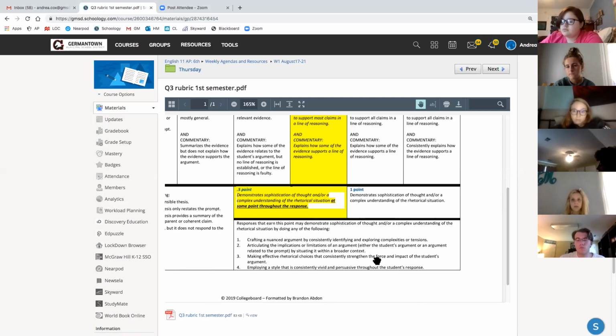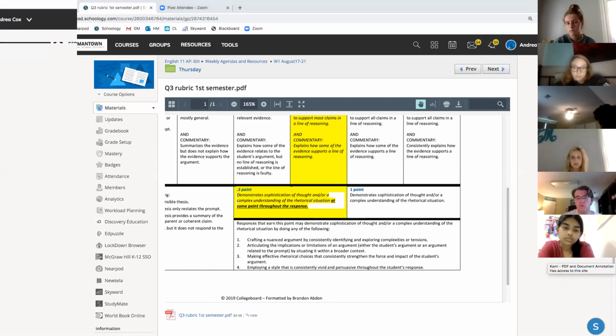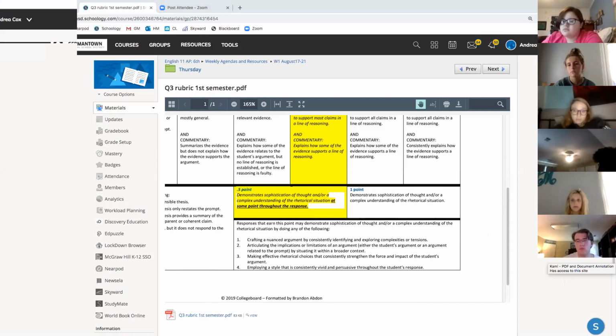All right, so you can do any of these 4. If you do it all the way through the essay, you're going to score that sophistication point. If you do it once or twice in the essay, you're probably only going to score half, okay, for this semester. So that is the rubric. Anyone in class have questions about the rubric? No? Anyone at home have questions about the rubric? Just unmute and ask.